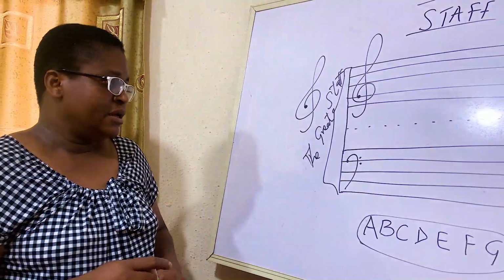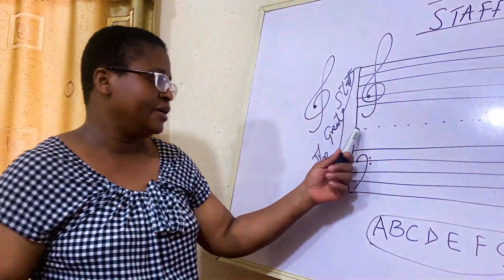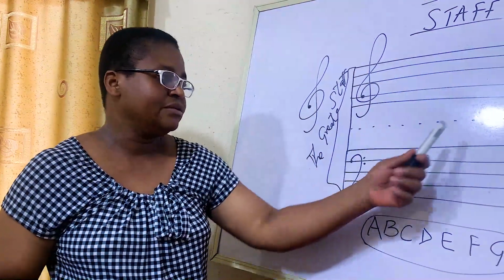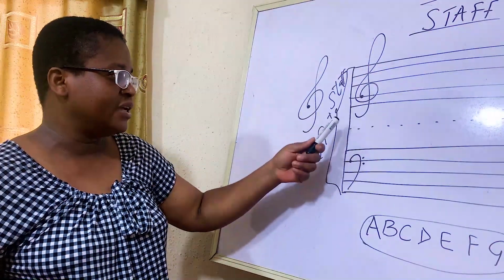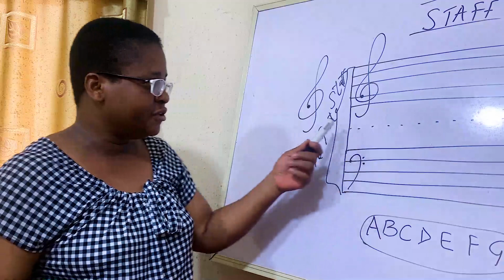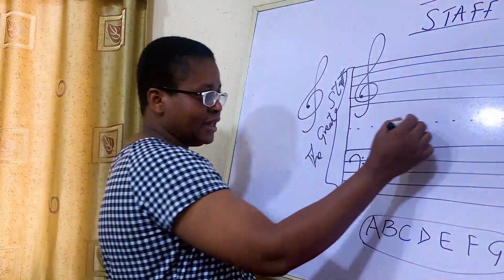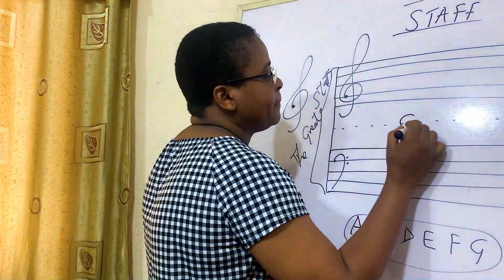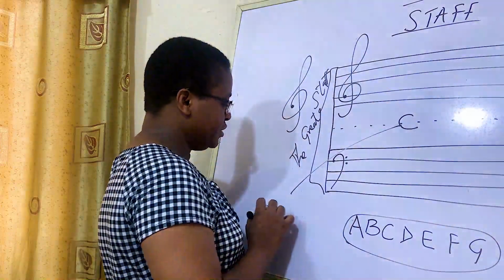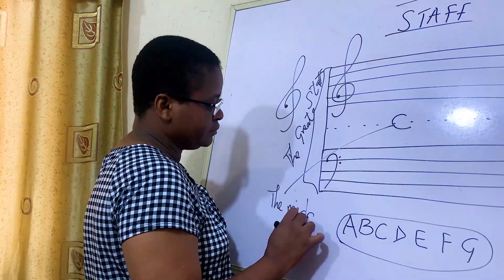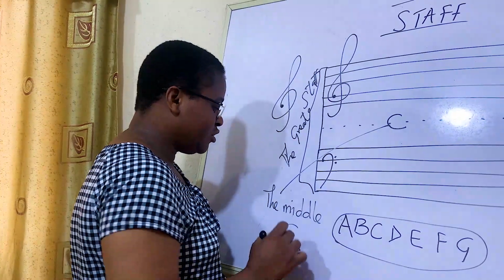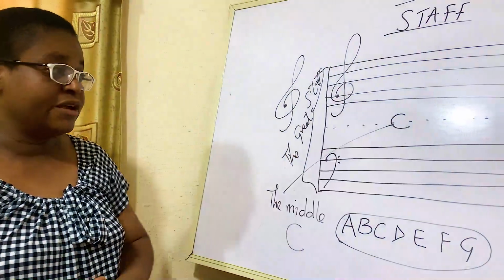And as I mentioned before, we have a ledger line or imaginary line in between the treble staff and the bass staff. Actually, this one divides the staff into 2, and this line is occupied by the letter C, and it's called the middle C. It is called middle C because it's at the middle of the staff.